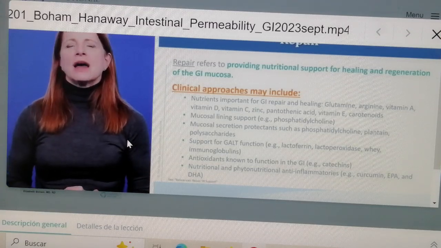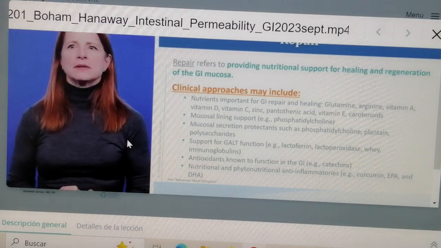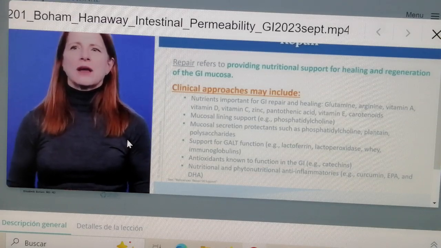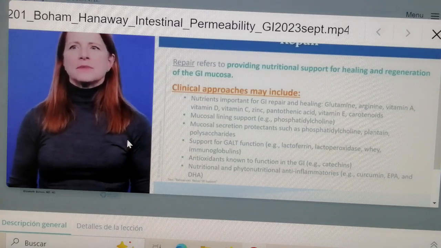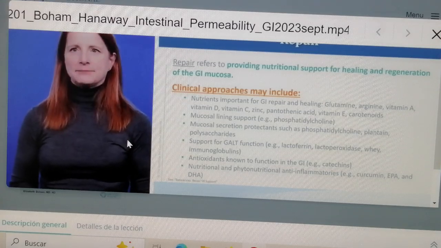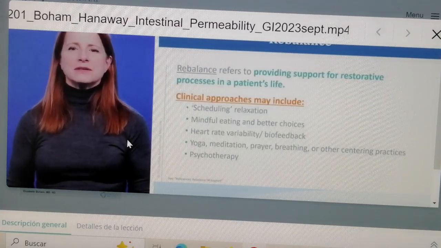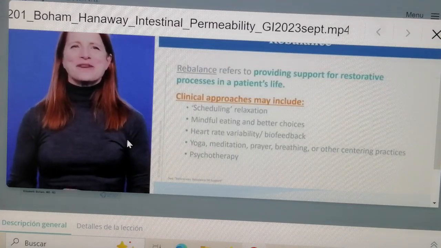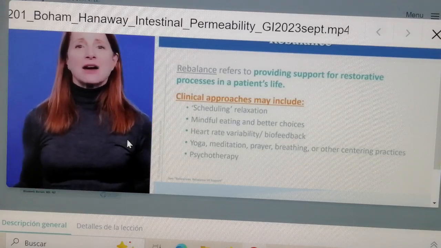For my patient, I did some glutamine, I did the serum-derived bovine immunoglobulins, I did some iron and zinc and omega-3s, and a real phytonutrient-rich diet. And then rebalance. Rebalance is an area we don't want to forget. And for some of our patients, it's really the main area they need to focus on, right?